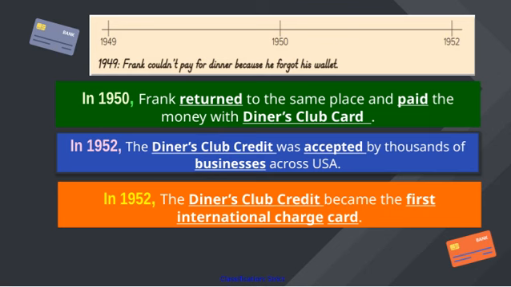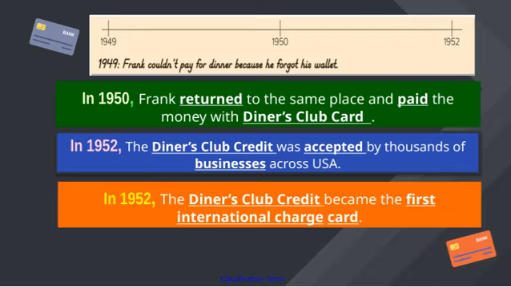In 1952, the Diners Club credit truly made a breakthrough, as it was accepted by thousands of businesses across the USA. This was a significant step because it marked the beginning of a new way for consumers to pay for their dining and other expenses more conveniently. Now, let's rewind a bit to 1950, when Frank, one of the key figures behind this innovation, returned to the same place where he first used the card. This time, he paid with the Diners Club card, demonstrating how it could be used for everyday transactions, not just at a single restaurant but across various businesses.